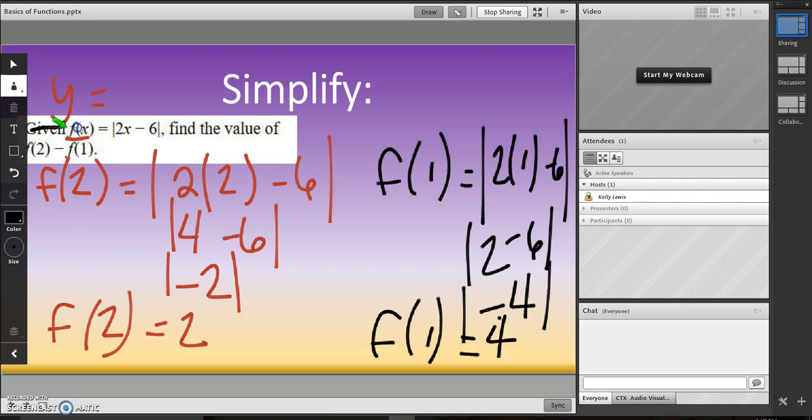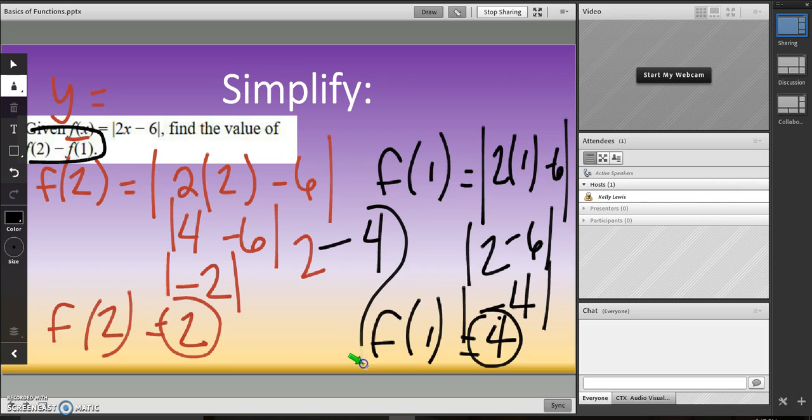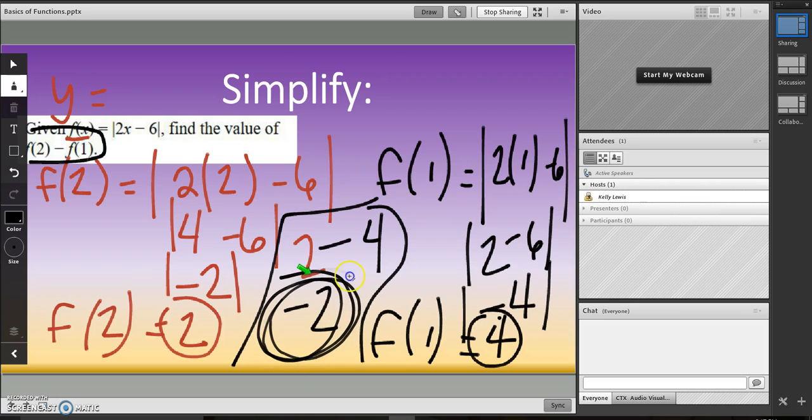So if I'm going to do f of 2 minus f of 1, I'm going to do 2 minus 4. 2 minus 4 is -2, and that's my answer. I don't need to take the absolute value or anything because I'm not substituting it back into that one. That one was pretty hard. So if you understood the other two prior, then you're fine.